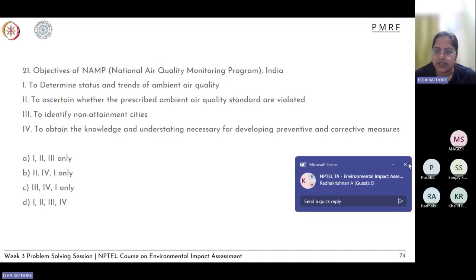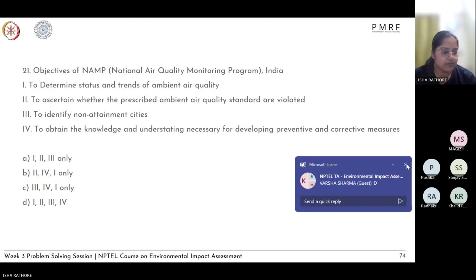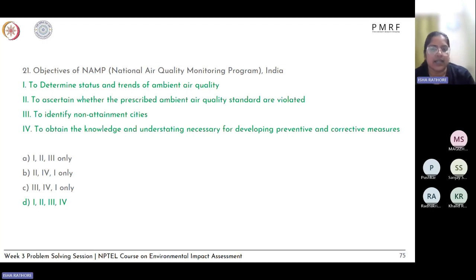Okay, so we have an answer D. We have another D. So D is the correct answer. Under NAMP, all of the four which we have stated are the objectives. So it determines the status and trends of ambient air quality. It ascertains whether the prescribed air quality standards are being violated or not. It identifies non-attainment cities, and it obtains knowledge necessary for developing preventive and corrective measures. So all of these four statements are its objectives. So D is the correct answer.